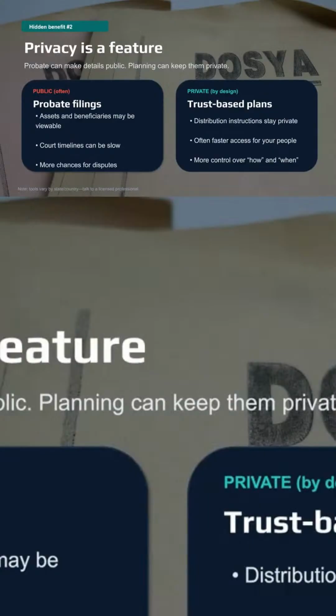Another benefit people rarely talk about: privacy. In many places, once probate is filed, a will can become part of the public record. With trust-based planning and good beneficiary setup, you can often keep sensitive details, like who gets what and when, out of the spotlight.